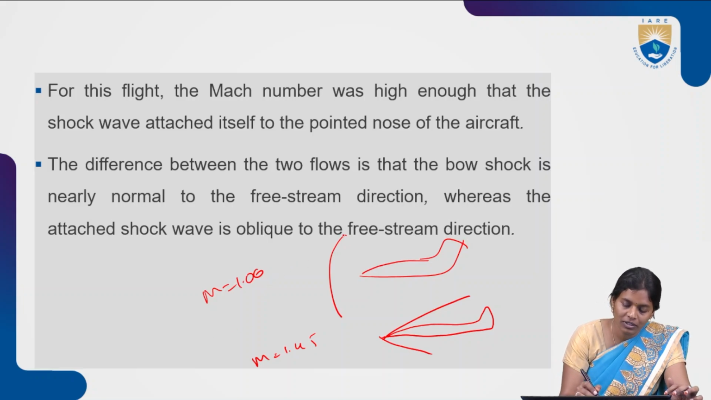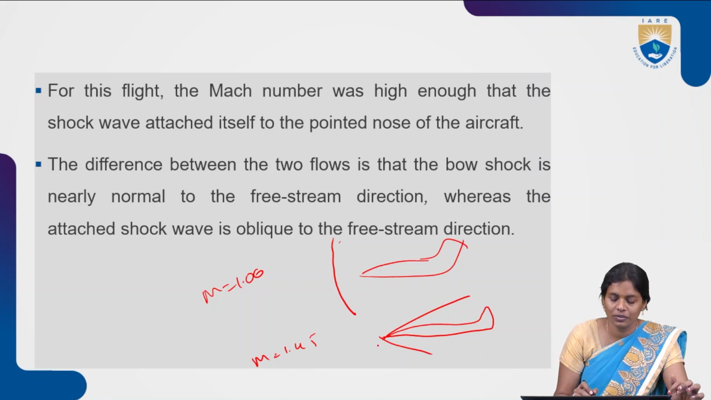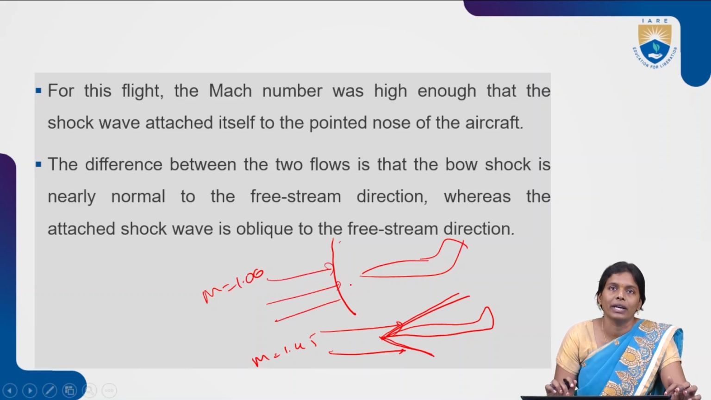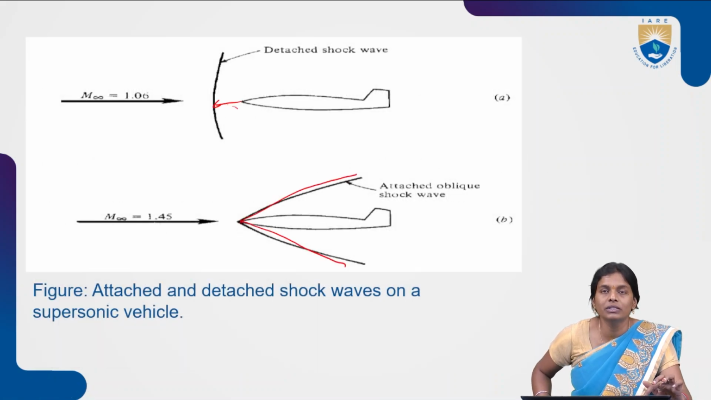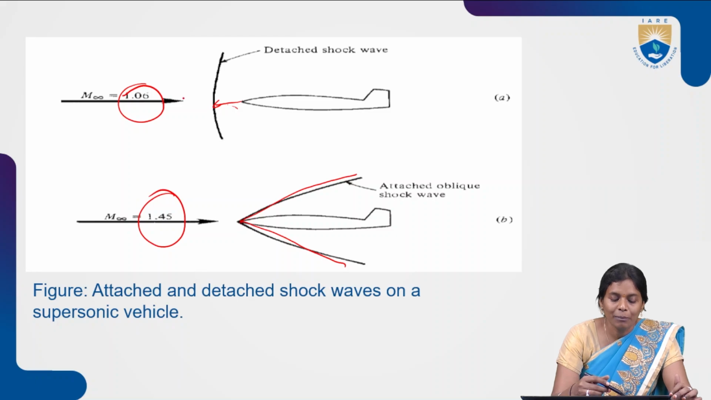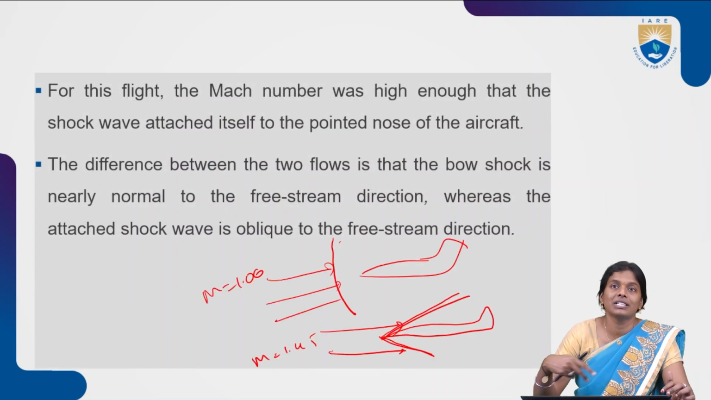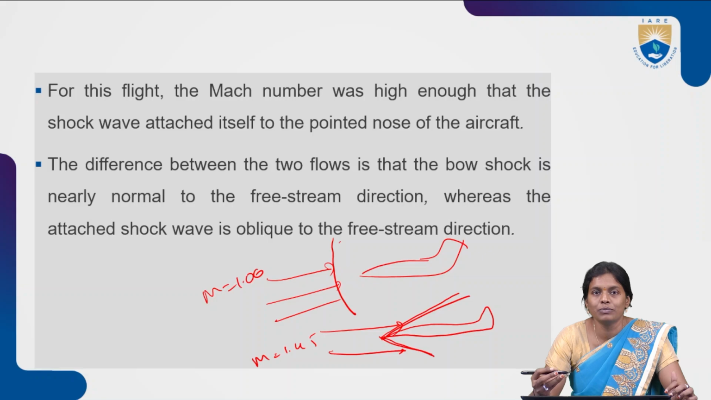We can see in this one the shock which has formed is normal to the free stream direction, right? Whereas in this one, at Mach 1.5, we have the attached shock wave that is oblique to the free stream conditions. If you see, it is going into an oblique, but here it is almost perpendicular to the flow direction. This is the major difference we observed for this flight at Mach 1.06 and at Mach 1.45. It means that by varying the Mach number by 0.4, we see the bow shock getting converted into the oblique shock wave on the surface of the body. This means that as we increase the speed of the vehicle, it changes the shock wave pattern as well, right?